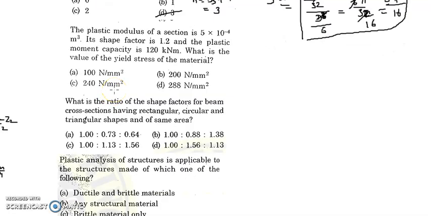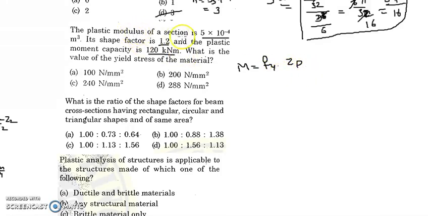The plastic modulus of a section is 5 into 10 raised to minus 4. So this is plastic modulus Zp. Its shape factor is 1.2. Plastic moment capacity is equal to 120 kN-m. What is the value of yield stress of the material? So what I know, M is equal to Fy into Z.